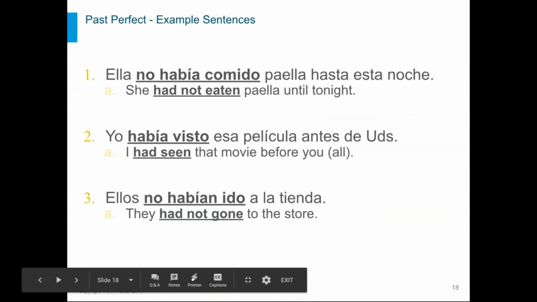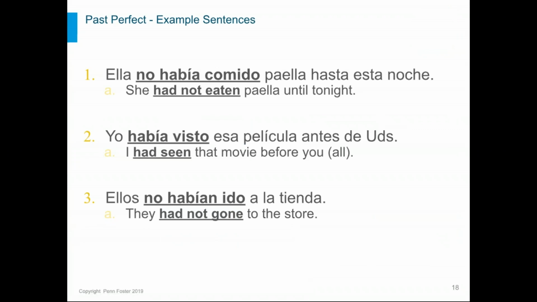Okay, so here are some examples. Notice the translations in English all include the word had, not has or have, which would be present perfect. So to say she had not eaten paella until tonight, no había comido. Comido is regular. Second one is irregular. We saw this in the present perfect as well. I had seen that movie before all of you. Había visto. Visto again being your irregular past participle here.